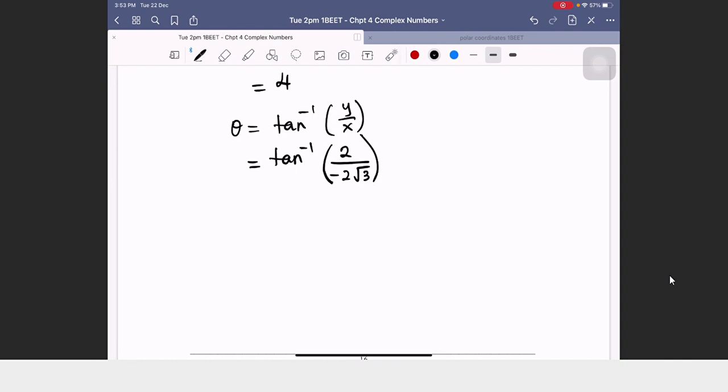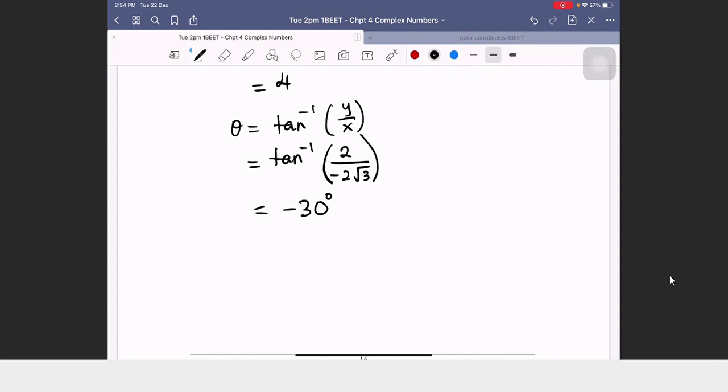Okay, can someone give me the answer from the calculator? What's the answer from the calculator? Negative 30. Negative 30, 30 degrees, right? Okay, this is the answer from the calculator. Straight away you get negative 30 degrees. Why did you get negative 30 degrees?